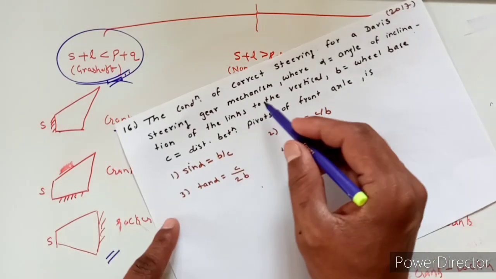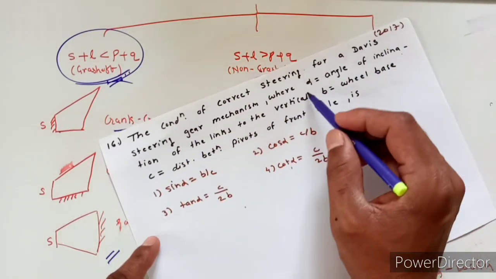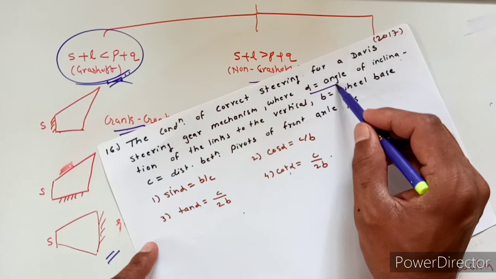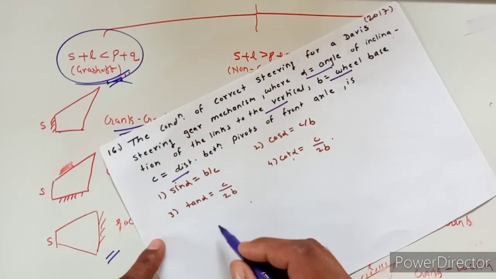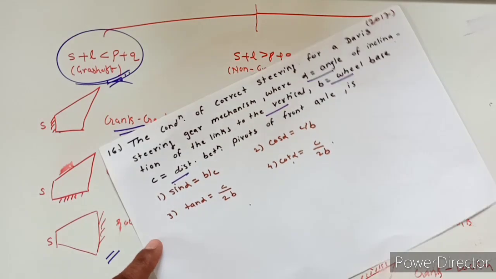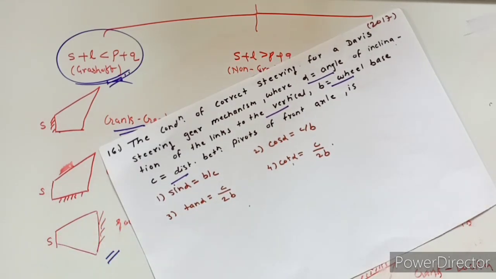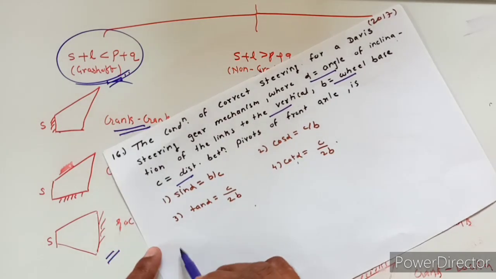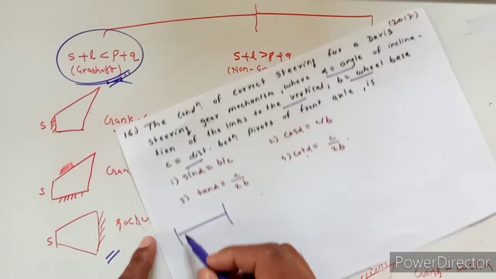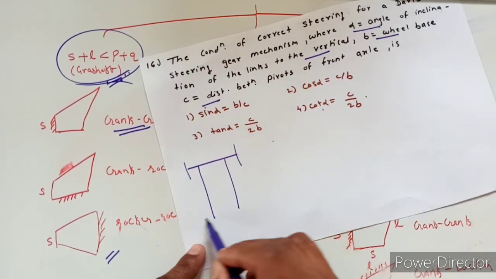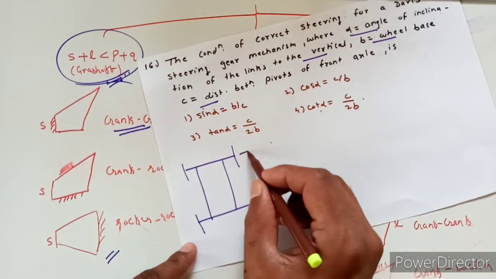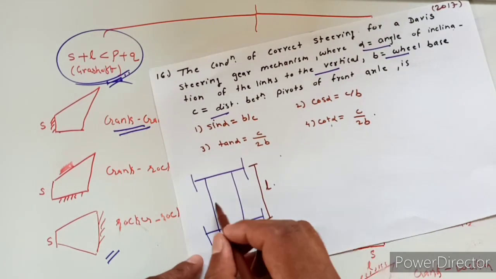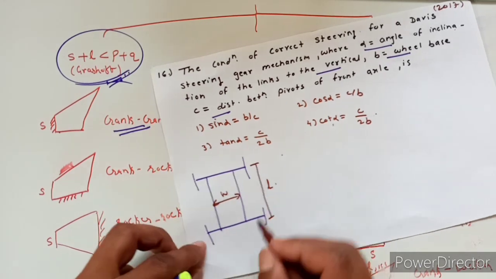Now question number 16. The condition of correct steering for a Davis steering gear mechanism, where alpha is the angle of inclination of the links to the vertical, B is the wheelbase, and C is the distance between pivots. Now we have only 3 equations for steering gear mechanisms. This is the front axle, the back axle. This is the wheelbase L, width W.